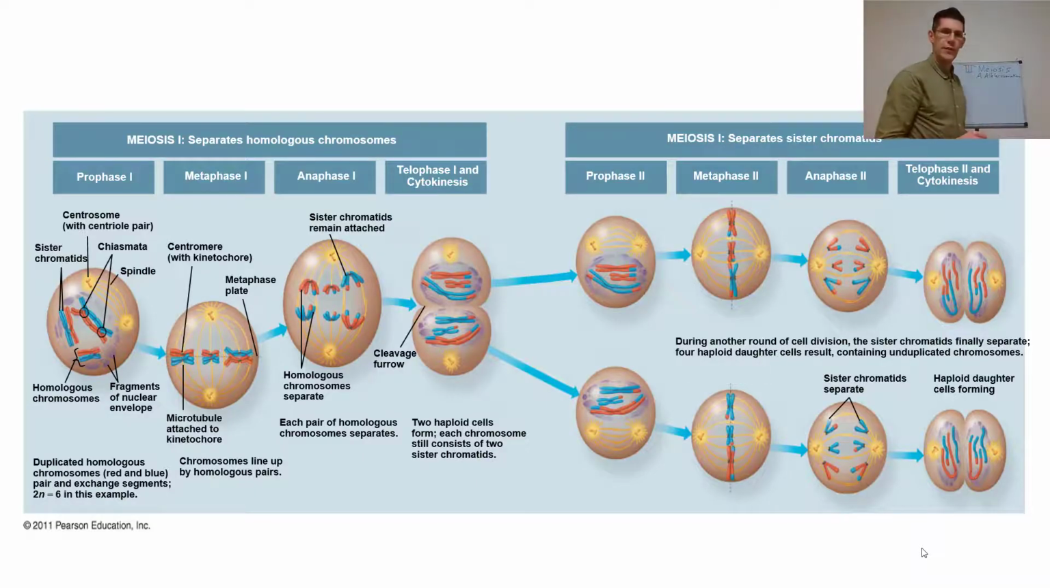So let's take another look at this, and then I want to take a closer look again. So meiosis is going to be divided up into meiosis 1 and meiosis 2. In meiosis 1, get all the way up here.